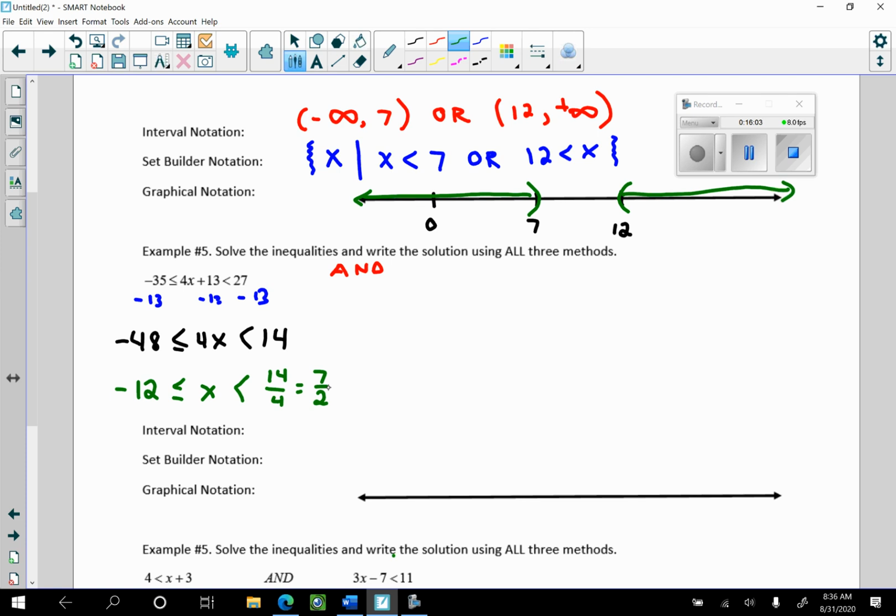Now I want to do interval notation, set builder notation, and the graphical solution to that. Let's do the graphical solution first. I'll use a reference point of 0. I want negative 12, just come out here to negative 12. 7/2 is equal to 3.5, so let's put a reference point here. I've got all kinds of colors going on here. I'm including 12, so I will do the graph in green. I want a bracket, a bracket, and the numbers in between.